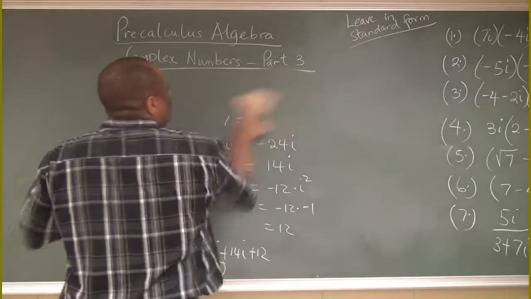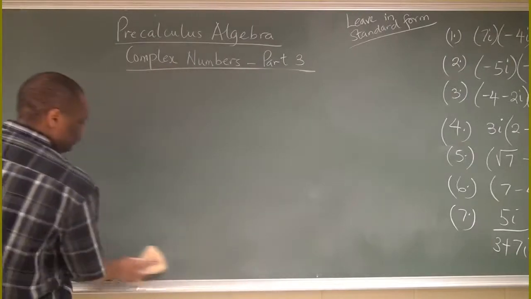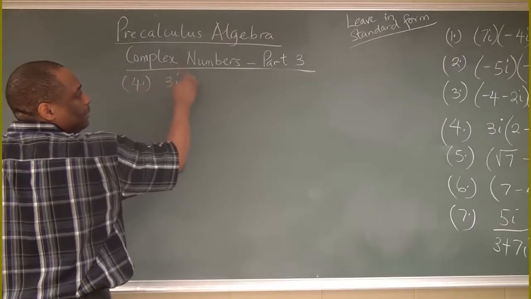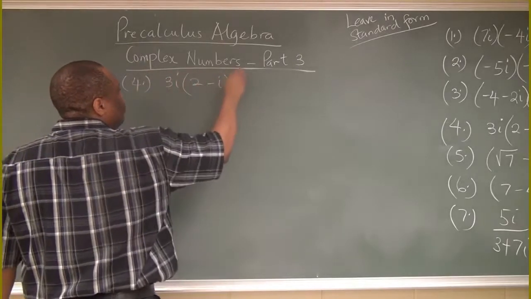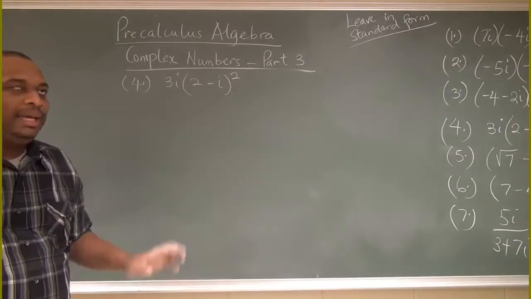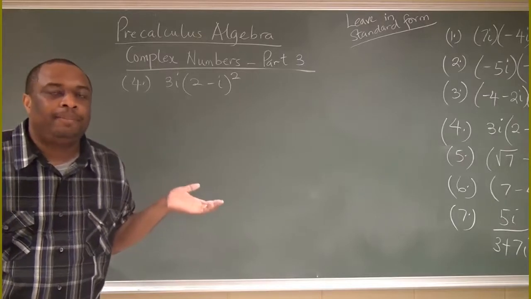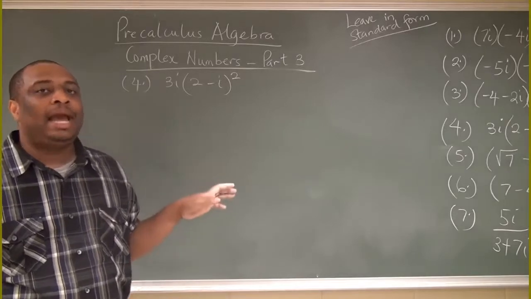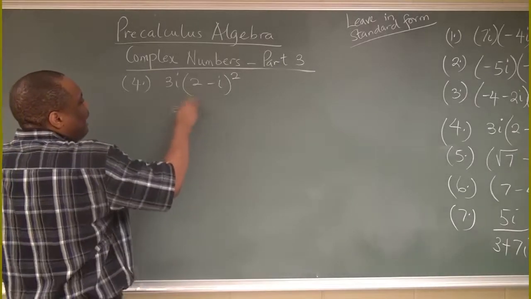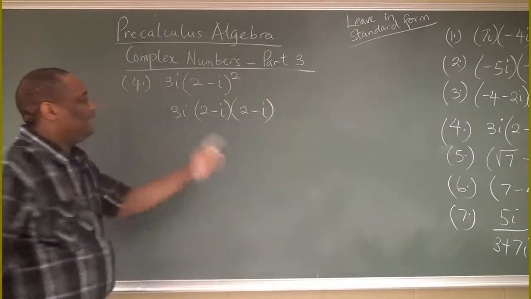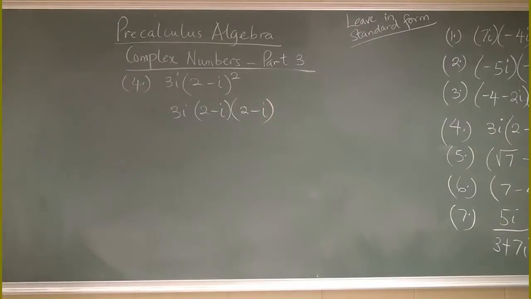All right, question 4. (3i times (2 minus i)) all squared. Okay, you have this, right? Now, in this case, just write it in expanded form, and you can do it two at a time. So this means 3i times (2 minus i) times (2 minus i). That is what it means.